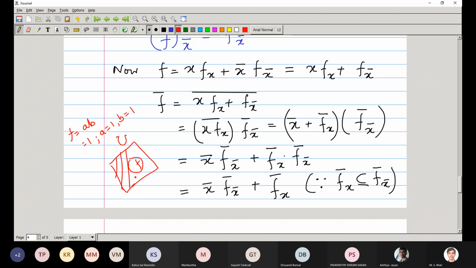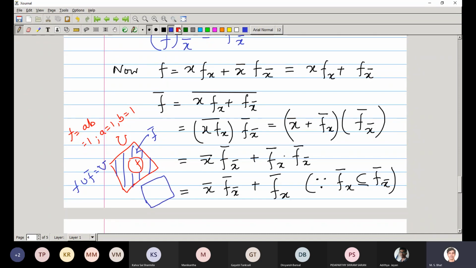This is f bar. So f union f bar is our universal set. When you add these two, you get the whole. Now you take the cofactor of f with respect to x. That will be even smaller, a smaller set.